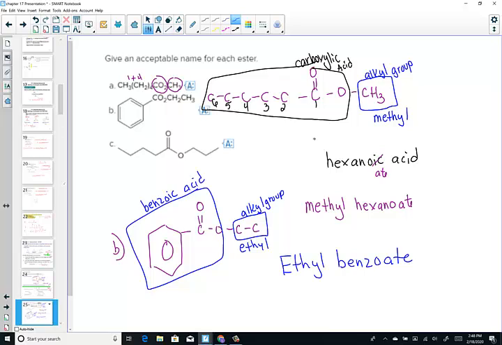And letter C is drawn so nicely for us already. Here is a 1, 2, 3 carbon chain, so that would be propyl. And here is a 1, 2, 3, 4, 5, so propanoic acid. Or I'm sorry, that was 3. Pentanoic acid.